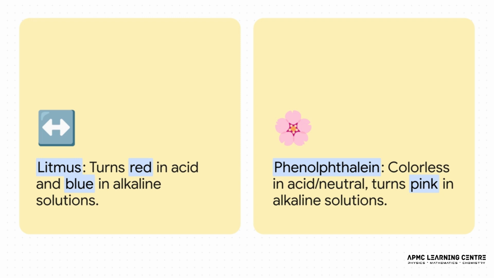It's completely colorless in anything acidic and anything neutral. It only shows its true colors, this amazing bright pink, when it's in an alkaline solution. So you can think of it like this. Litmus tells you one of two things, acid or alkali. But phenolphthalein is more like a specific alarm. It's silent until it detects an alkali, and then it goes off.